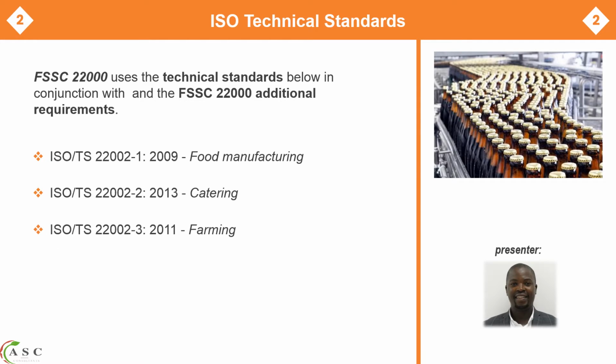Part 3 deals with farming and is known as ISO Technical Standard 22002 Part 3 of 2011. Part 4 deals with food packaging manufacturing, meaning that it is used to manufacture packaging used in the food industry. As we know, we cannot just use any packaging material except the one that is certified as food grade and is therefore permissible for use in the food industry. And that standard is known as ISO Technical Standard 22002, Part 4 of 2013.